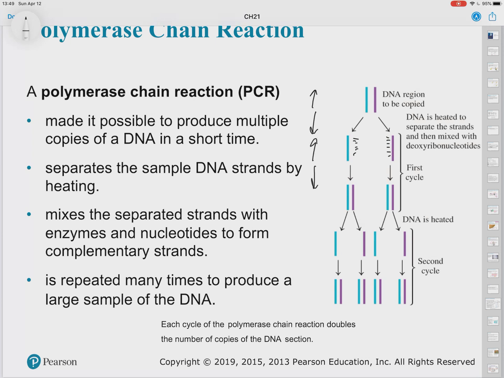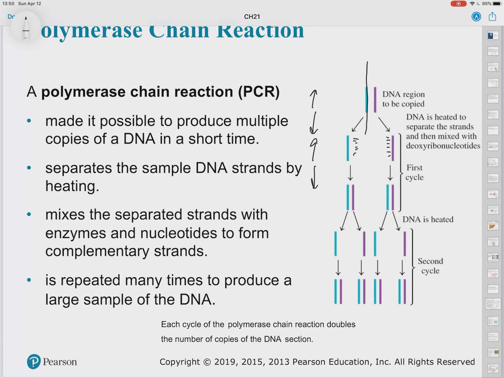And so we end up doubling the DNA, and this happens by increasing the heat, lowering the heat, increasing the heat, lowering the heat, and repeating these cycles over and over and over. DNA separates, new strands form, and then DNA separates, and those new strands all separate, and then they all form new strands of their own.